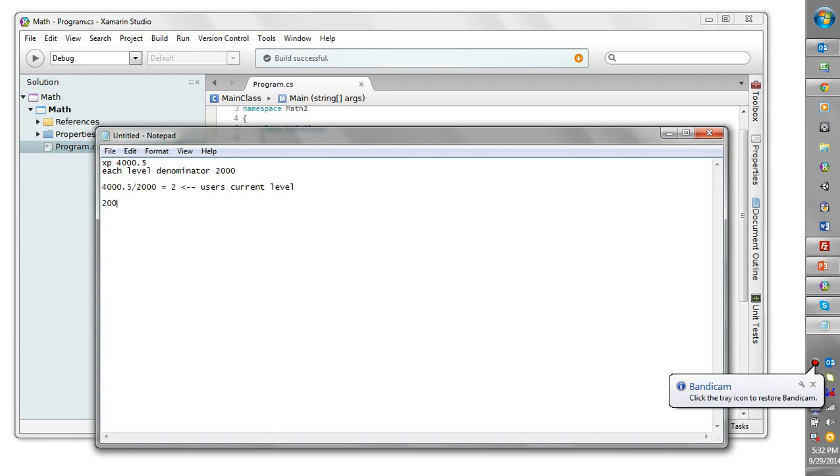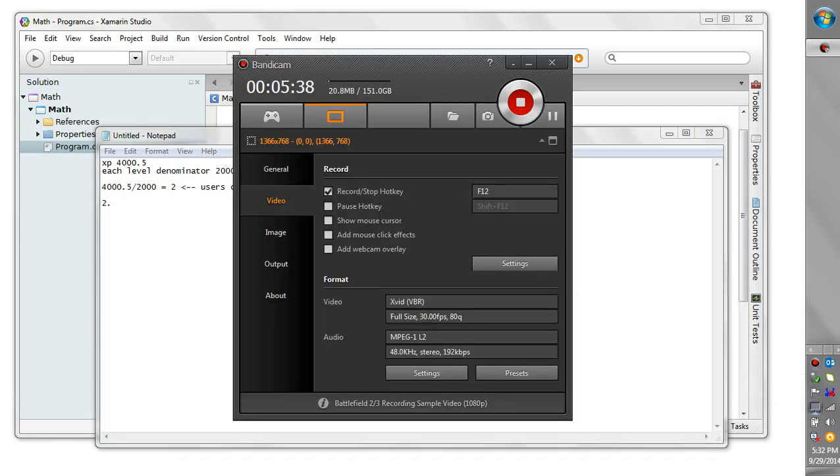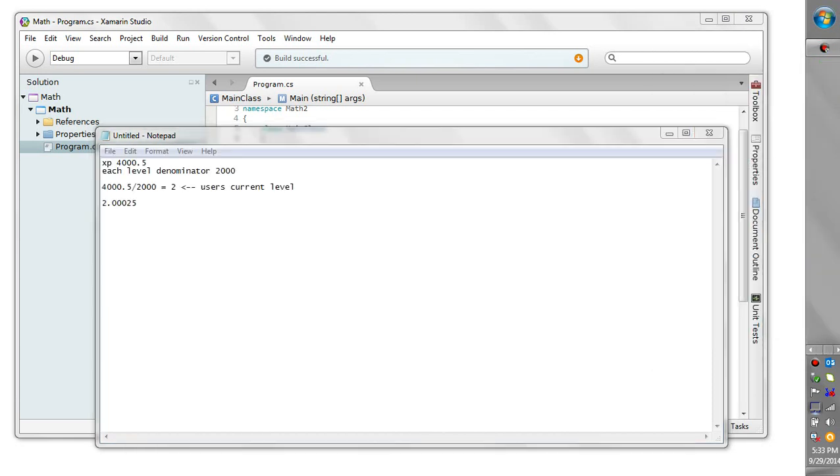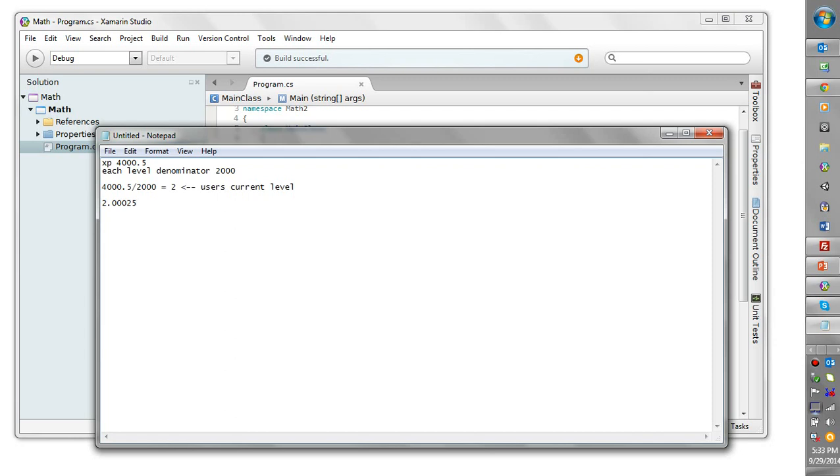So we're going to have 2.00025. So in our case, that's what's actually going to be. The 0.00025 is the precision loss when we convert this to int.